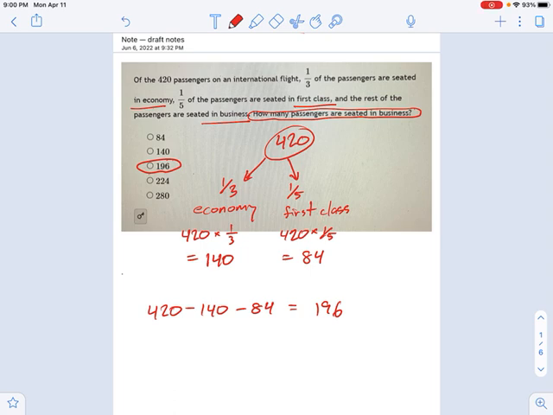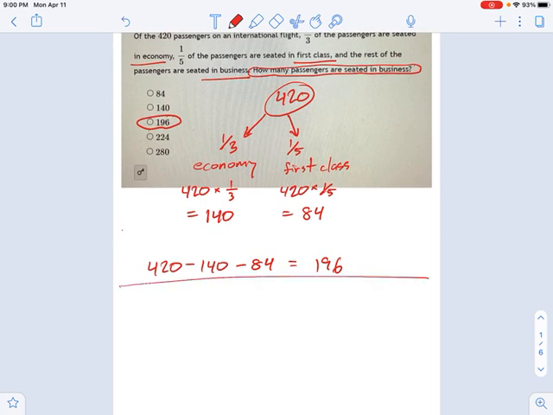Another way you could do this, and this is really just a matter of personal preference, is you say the number of people in business is the number of people on the plane times the following. 1, that's the whole plane, minus the fraction seated in economy, minus the fraction seated in first class. And if you like fractions, this is a fine way to do it.